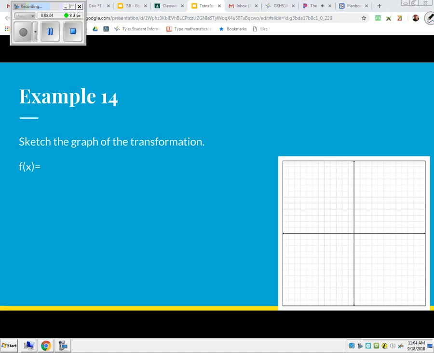Let's use our square root function. Square root. Let's throw a negative there. Square root 2x plus 1.